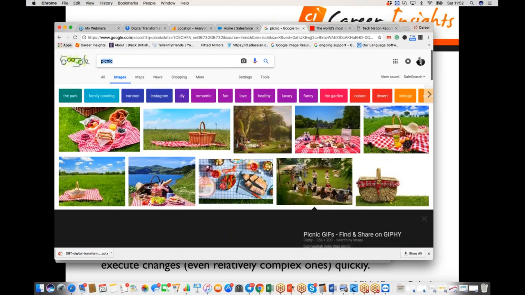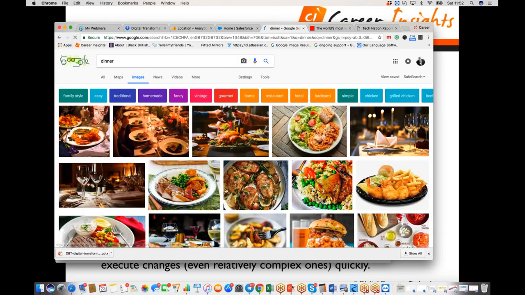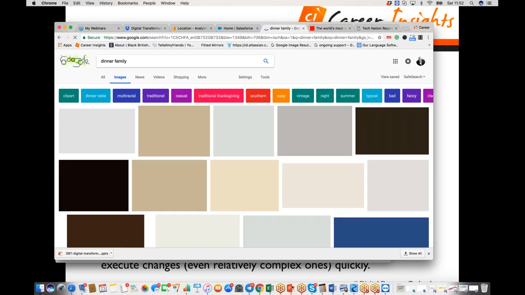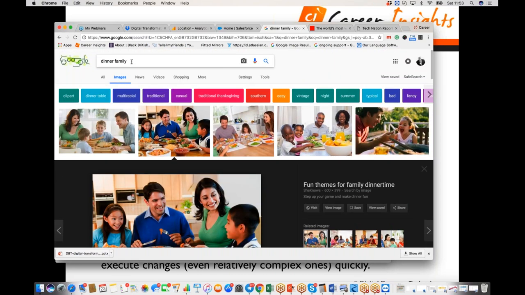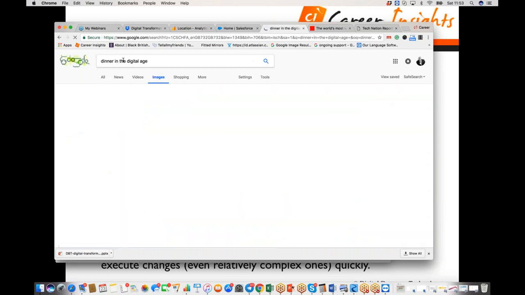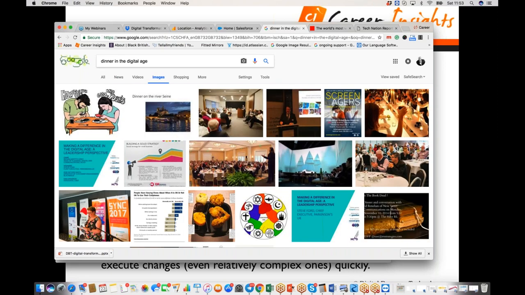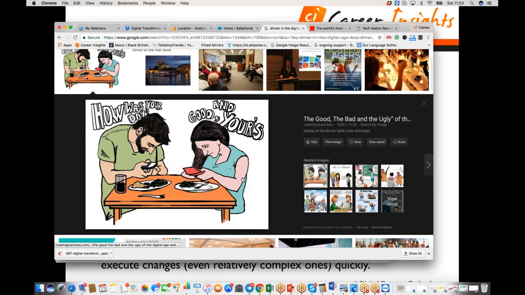I hope it's making sense. When we were at a dinner, this is how people actually had dinner. They talked. Today, this is dinner in the digital age. I'm hoping I'll find a typical example. So even people's lives have transformed.